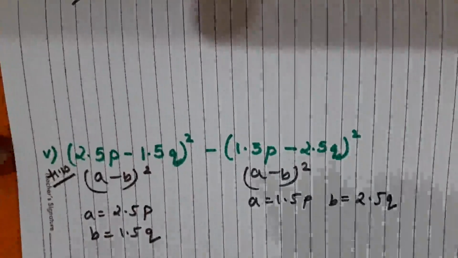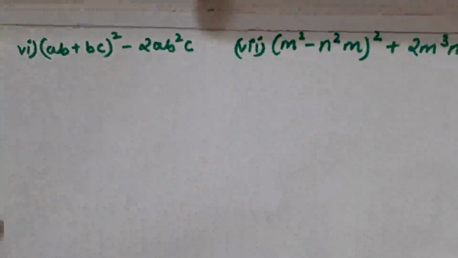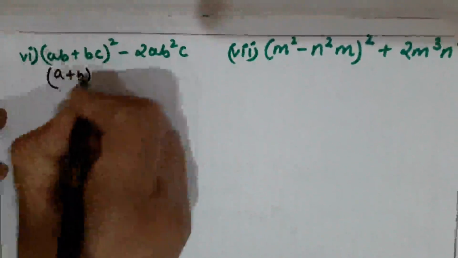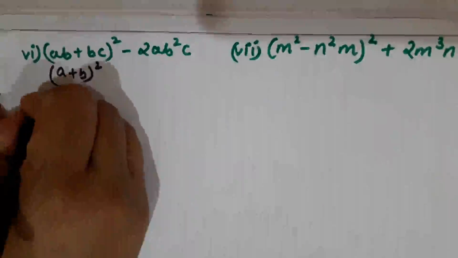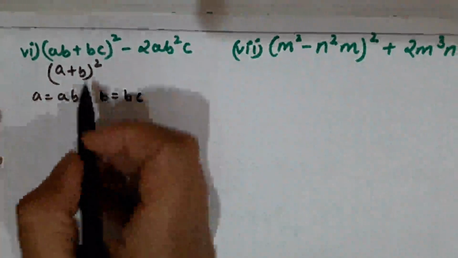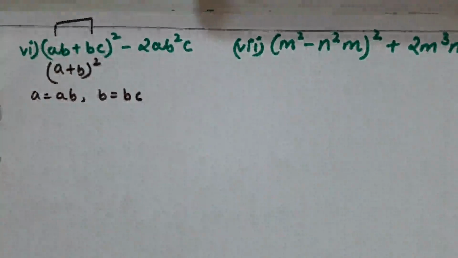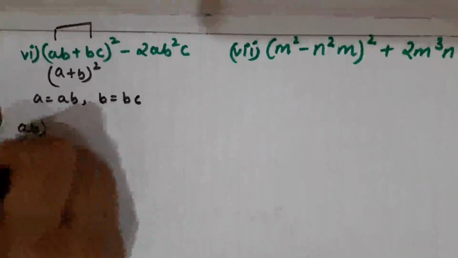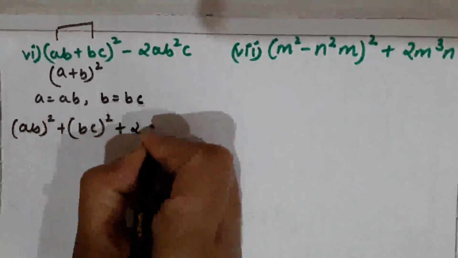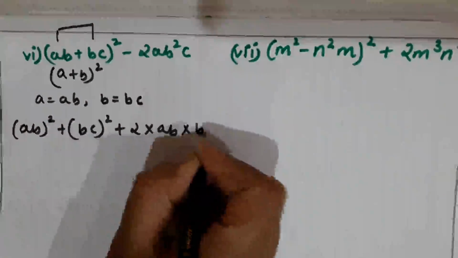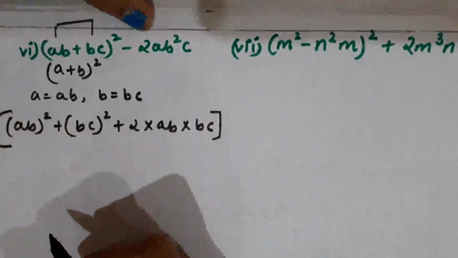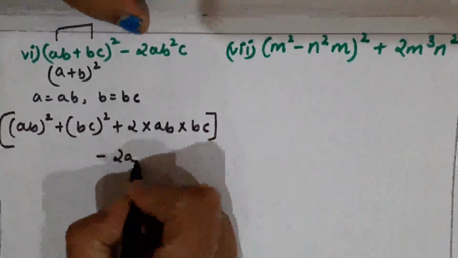Let's move to the next question. Now sixth part, let's solve this. Open the a plus b whole square formula here. A is AB here and B is BC here. Put these values inside a plus b whole square. So AB whole square plus BC whole square plus 2 into AB into BC. After that, minus 2AB square is additional.